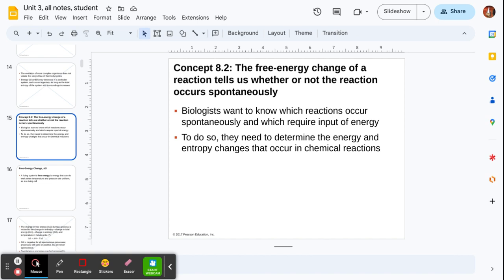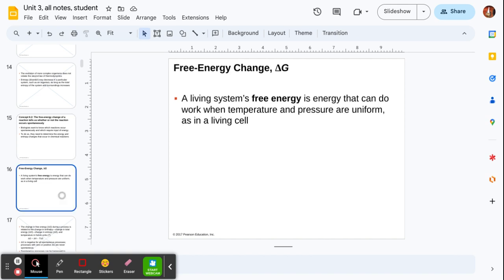So biologists want to know which reactions will occur spontaneously, so they'll happen on their own, and which ones will require energy. And to do so, they need to determine the energy as well as the entropy changes in a chemical reaction.